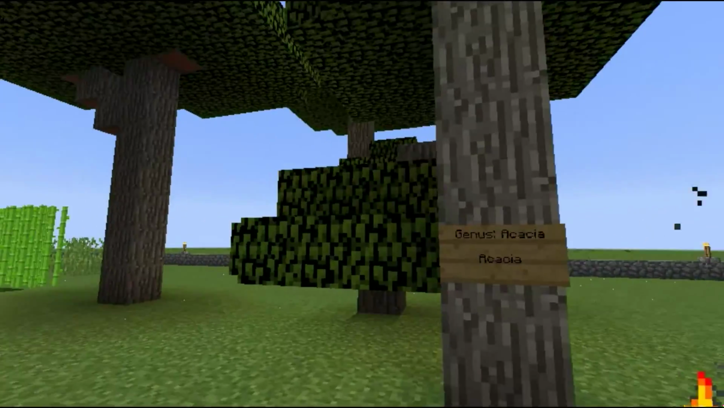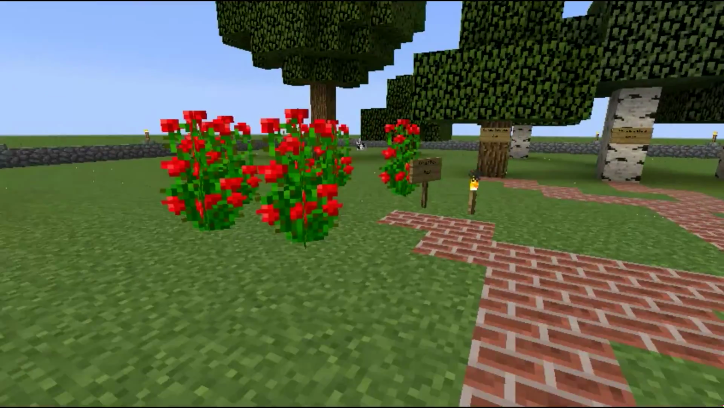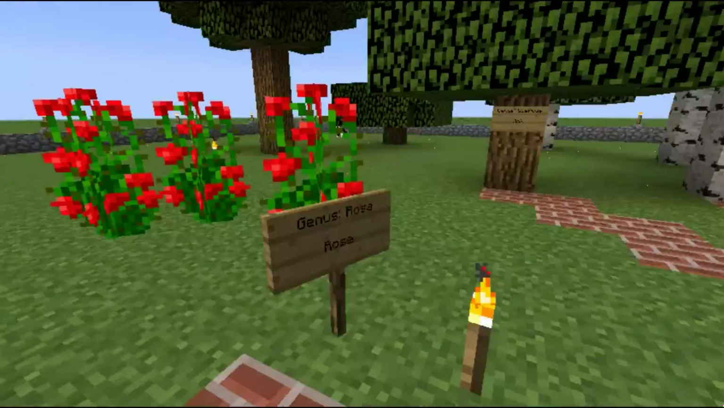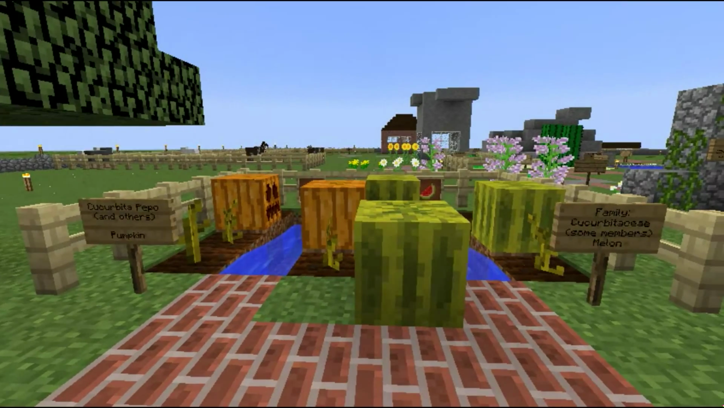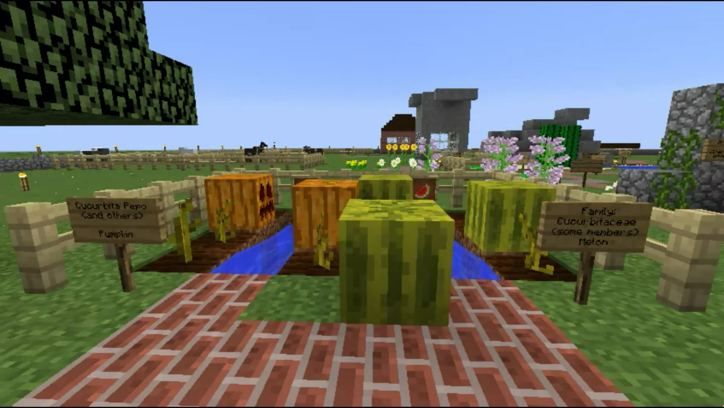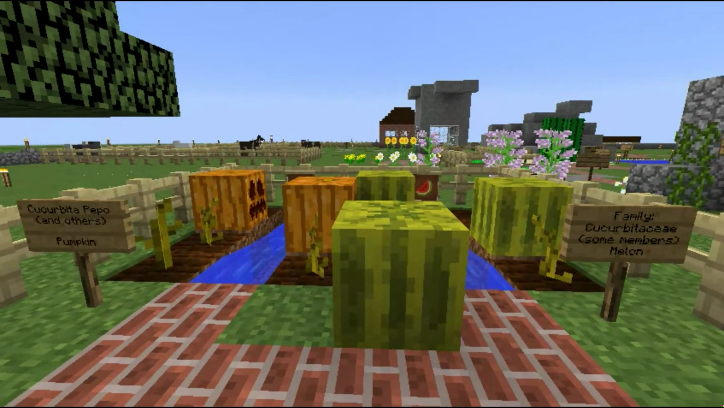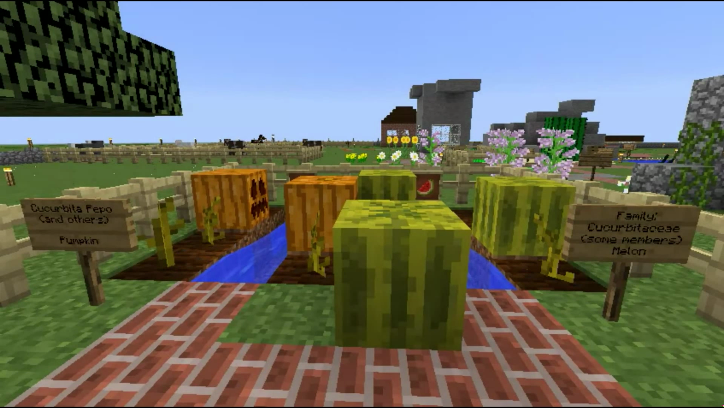Along here we've got the acacia trees and the roses that give the rosids their name. Moving onwards around here, we've got some slightly complicated ones. We've got pumpkins and melons. You see, for each I've specified, well, with the pumpkins a species and with the melons the family in general. It's a wee bit more complicated than that.